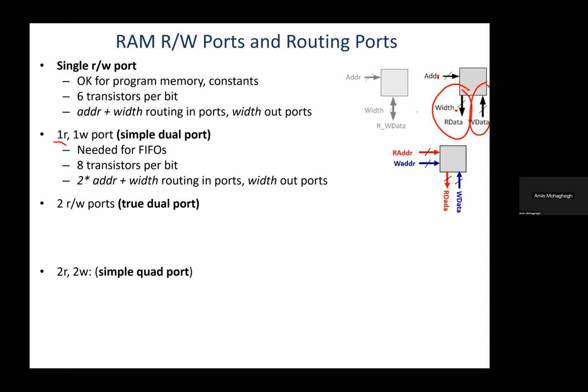What's the cost? Okay, so we need to use a dual port RAM cell. So it goes from 6 transistors to 8. And then in routing ports, not many more. We need two address inputs. We still need one write path, so that's our data width. And we still need one read path, which is our data width again. So if we compare these two, there's some extra cost. We went from 6 transistors to 8, and we added a few routing ports, but it's not that bad.